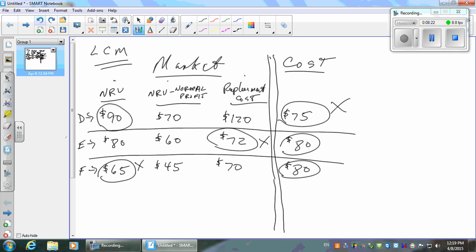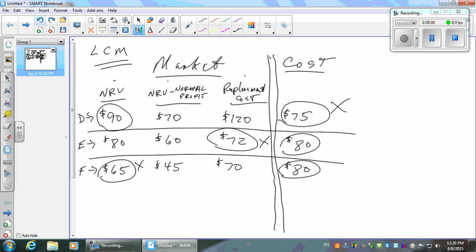Which one's the ceiling and which one's the floor, by the way? The market value will never go above net realizable value, because if replacement cost is more than net realizable value, net realizable value will be the middle one, right? And net realizable value minus normal profit is the floor. Why? Because it's always lower than net realizable value. So of course it's the floor. You can't go below that. If replacement cost is higher than that, we'll take replacement cost. If replacement cost is lower, we'll use that. So don't let ceiling and floor mess you up. They are ceiling and floor, but they're kind of obvious after you see it. That's not something to memorize. Just take the one that's in the middle.